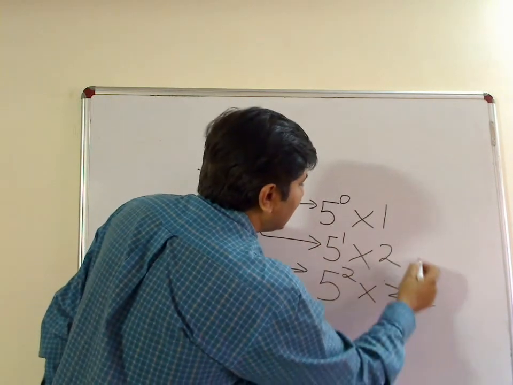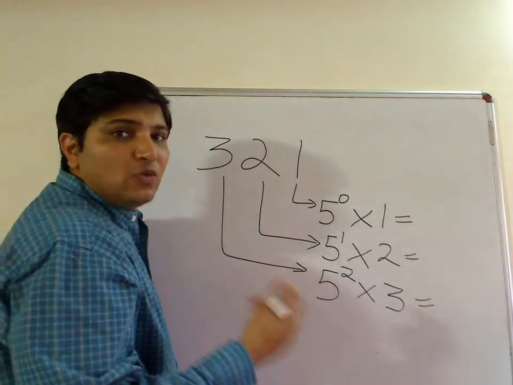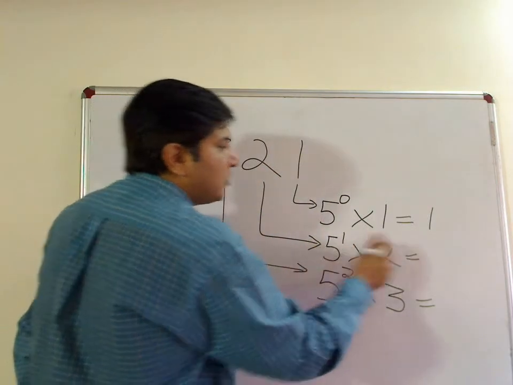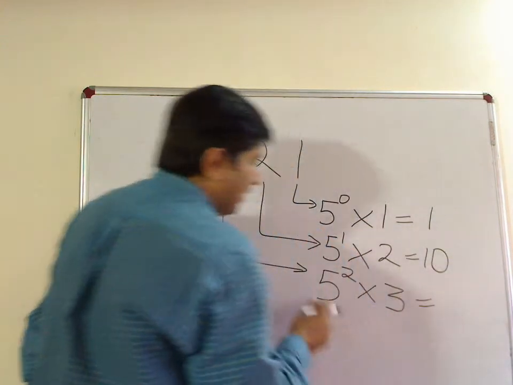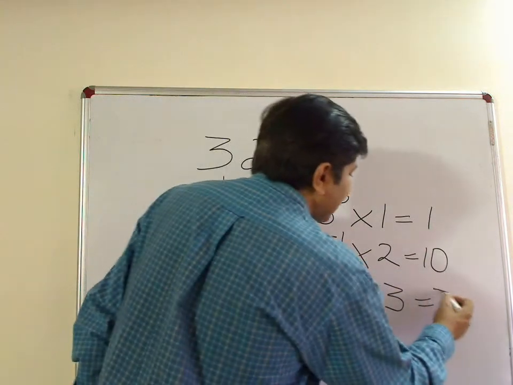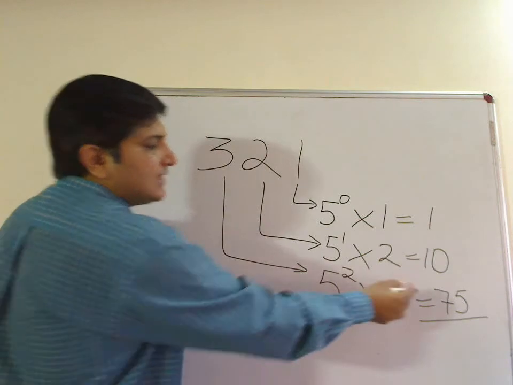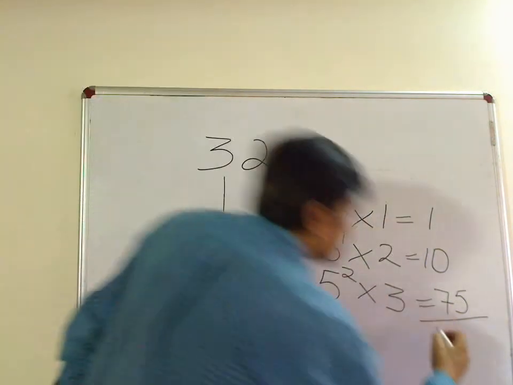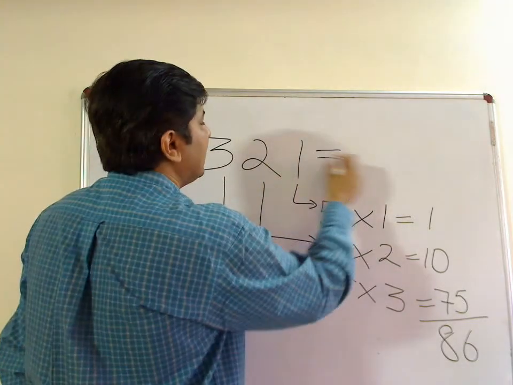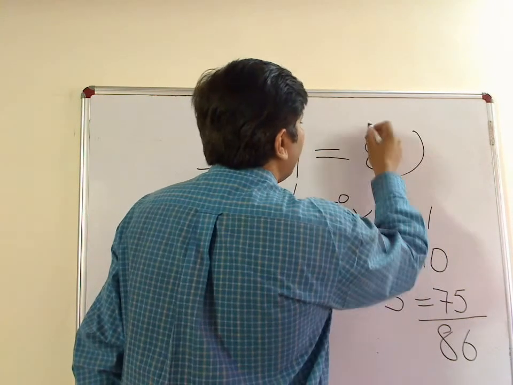Now let's calculate the values. 5 power 0 would be, anything power 0 is 1, 1 into 1 is 1. 5 power 1 is 5, 5 into 2 is 10. 5 power 2 is 25, 25 into 3 is 75. Adding all these things up, 75 plus 10, 85 plus 1, 86. We can conclude that 321 of the base 5 is 86 in the base 10.